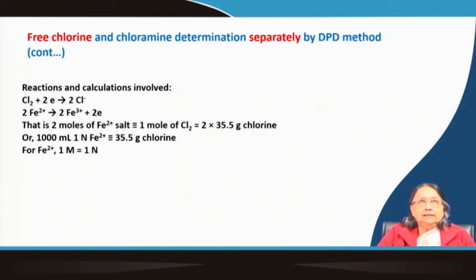And the calculation is like this: you have chlorine, free chlorine. So, chlorine is acting as oxidizing agent, so it is reduced, and then Fe2 plus is oxidized when it is reducing that DPD oxidized product. So, this is the calculation.